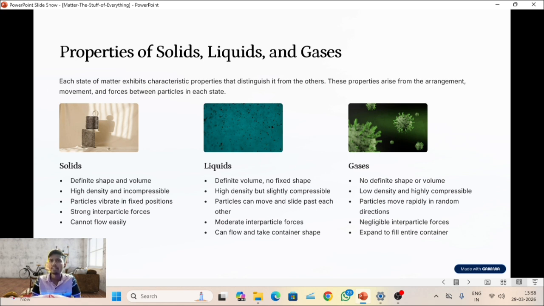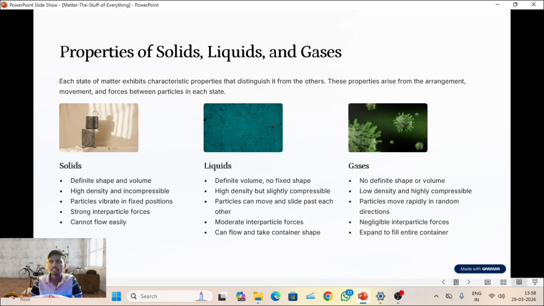Next, we have liquid. Definite volume, not fixed shape. High density, but slightly compressible. Particles can move and slide past each other. Moderate interparticle forces, can flow and take container space. If we fill one container with liquid and transfer it into another container, then the liquid will take the shape of the other container.